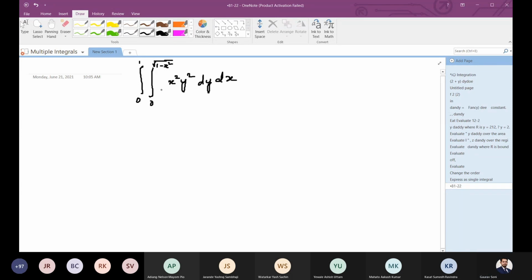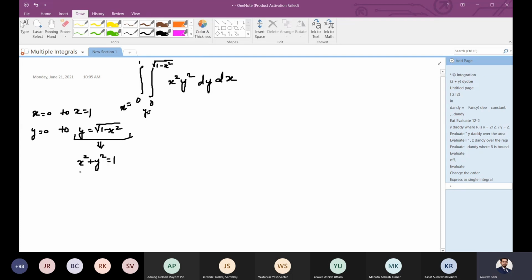You can see that x is used in the next integral. So these are the values of x, and this is the value of y. The given strip is parallel to y axis. x is running from 0 to x equal to 1. y is running from 0 to y equal to under root 1 minus x square. We can simplify this equation, and what we get here is x square plus y square equal to 1.